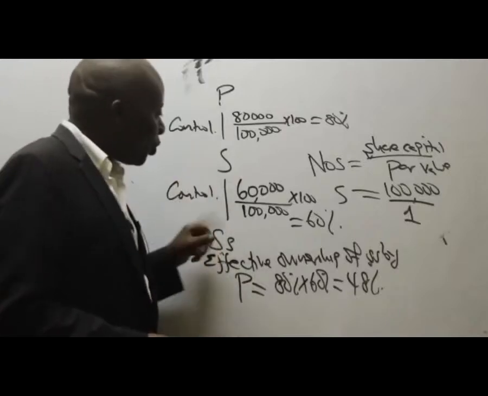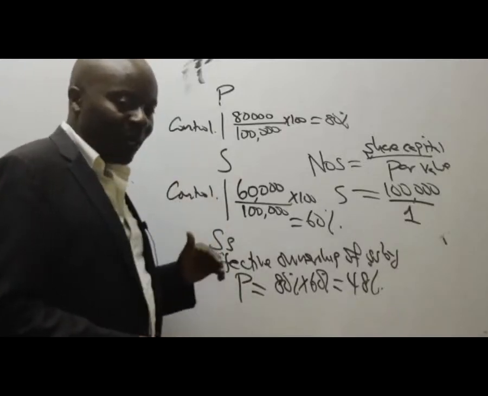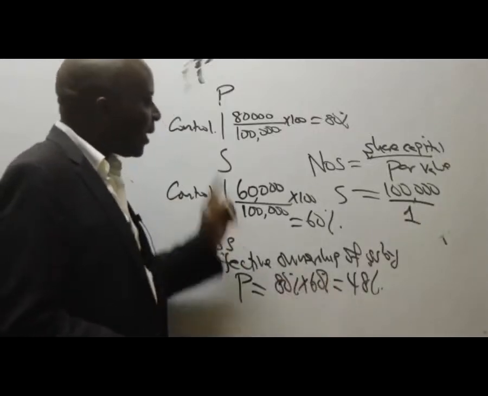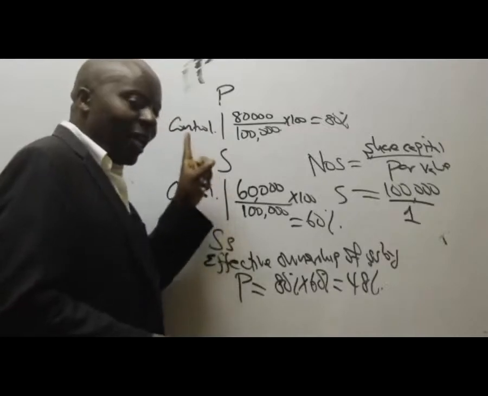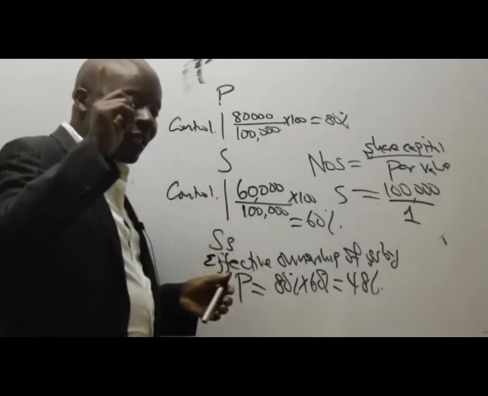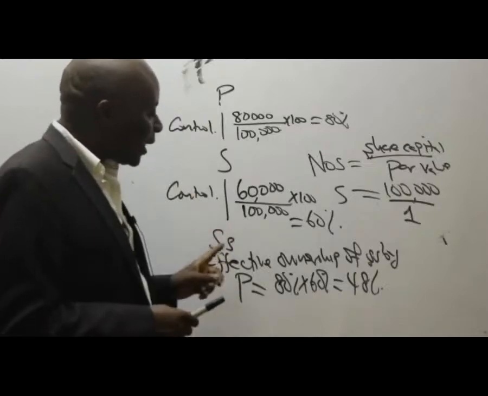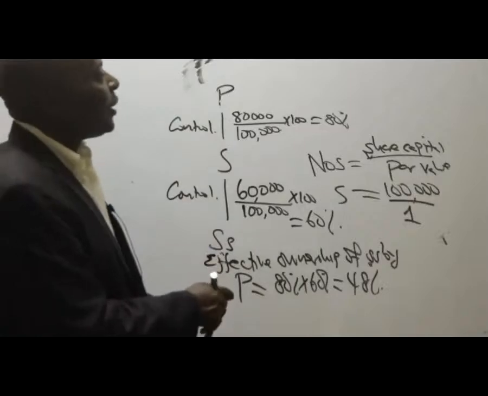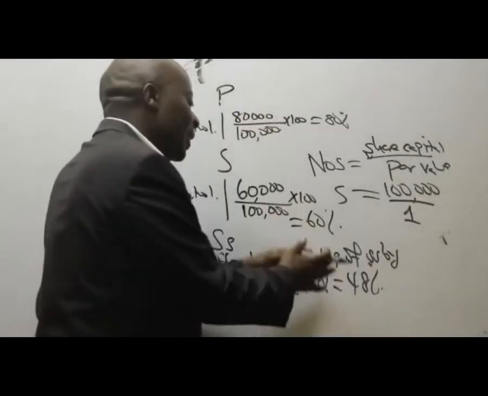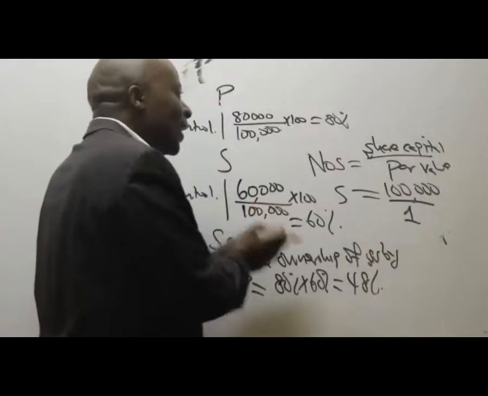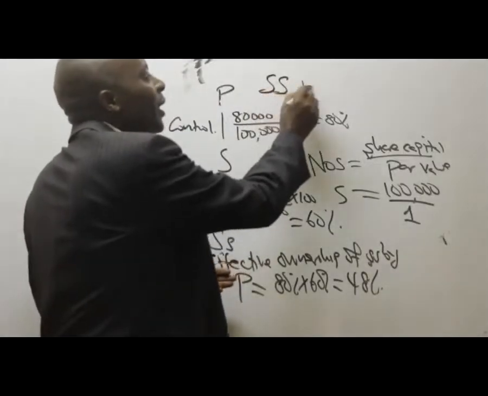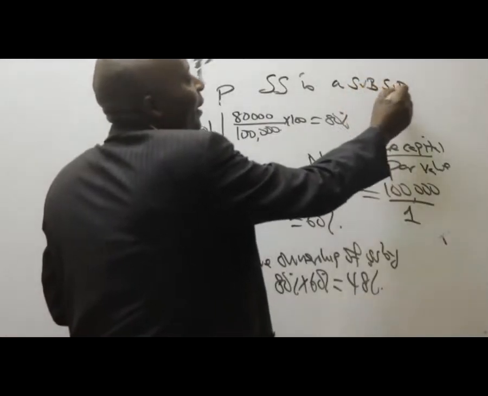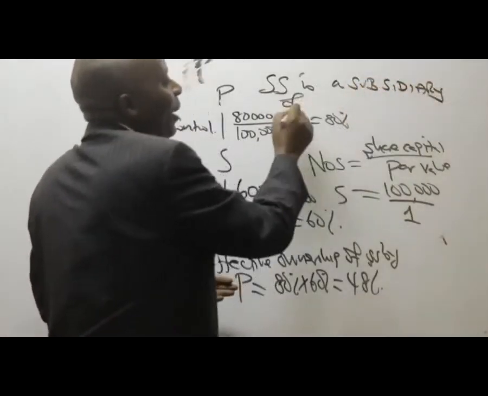When you see control, don't even look at the number. Even if the number is 10% here, if we control S and S is controlling SS, then SS automatically becomes a subsidiary of the parent. So in this case here, we are saying that this 48% notwithstanding, SS is still a subsidiary of the parent.